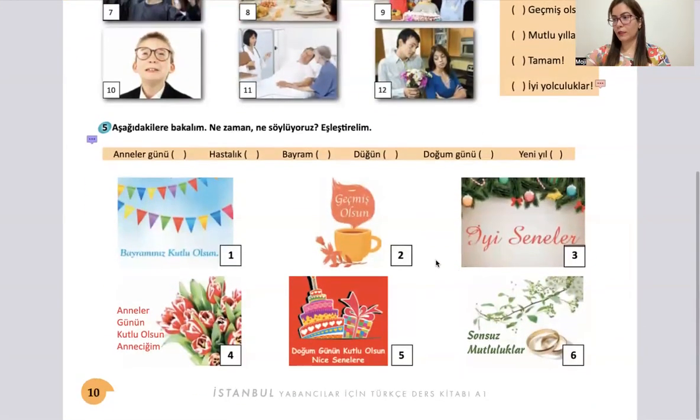Let's move on. Exercise 5. Aşağıdakilere bakalım. Let's look at the following pictures and these phrases. Ne zaman, ne söylüyoruz? When and what to say. Eşleştirelim, let's match.